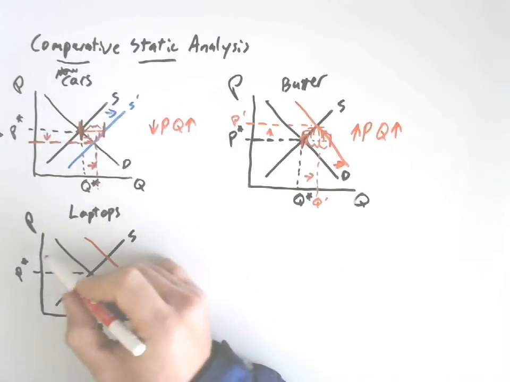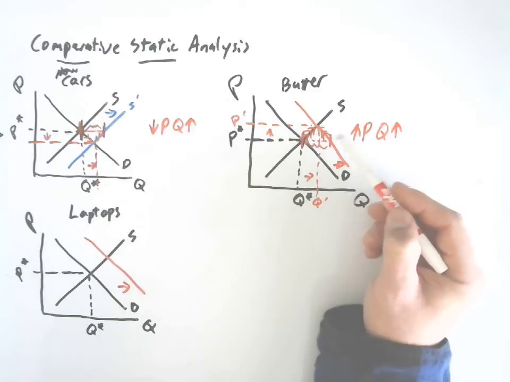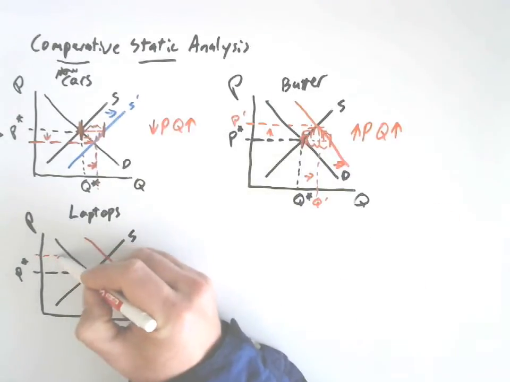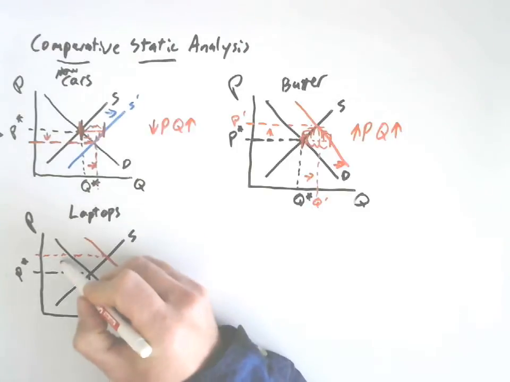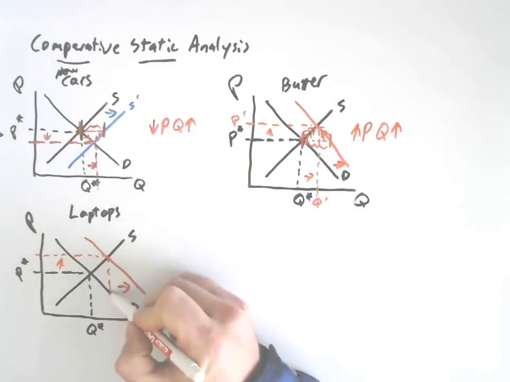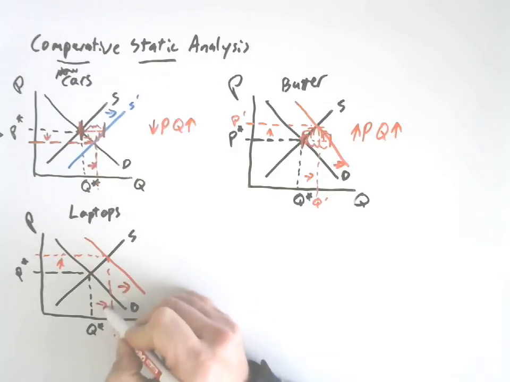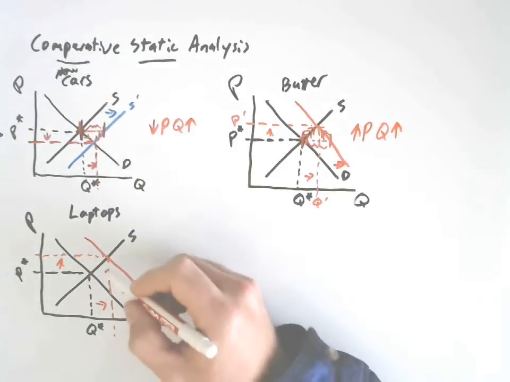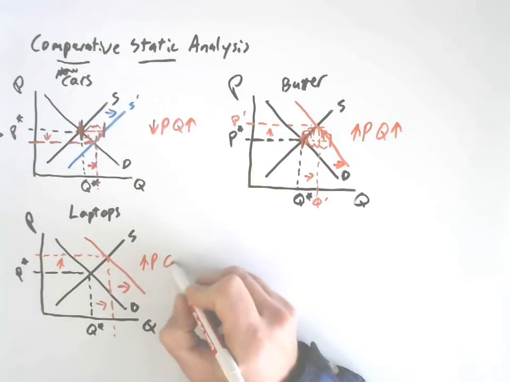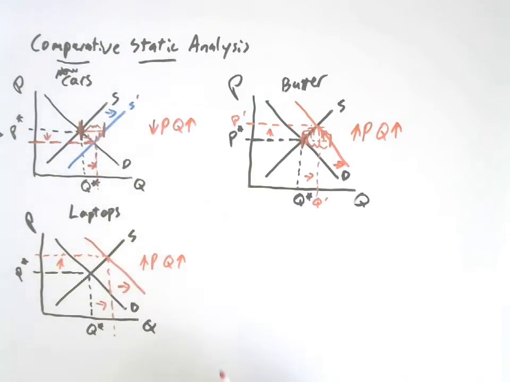Okay. And just like over here for butter, only the shifter was different, the dynamic is exactly the same. You would get an increase in the price of laptop computers. You would also get more computers on the market, and once again, price rises and quantity rises.